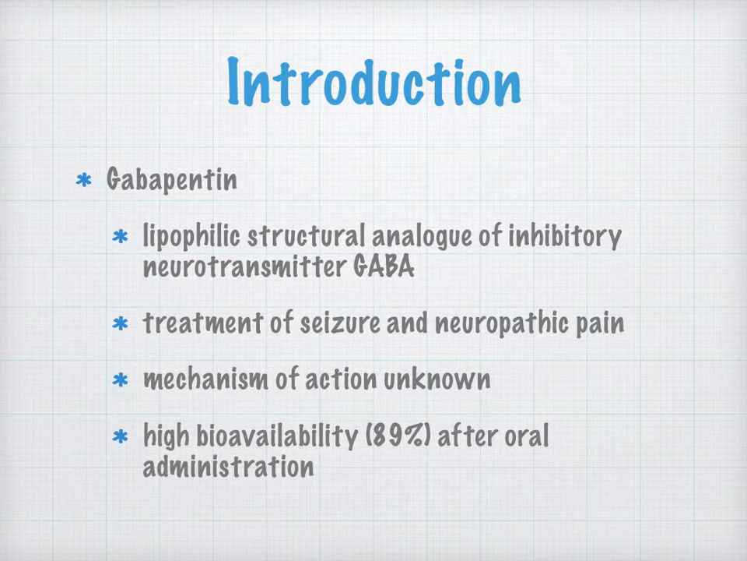Gabapentin is a lipophilic structural analog of the inhibitory neurotransmitter GABA. It has been used for the treatment of seizure and neuropathic pain. Its mechanism of function is unknown, but it involves interaction with voltage-gated calcium channels. The drug has high bioavailability after oral administration in cats, which is a potential favorable characteristic for an analgesic drug.